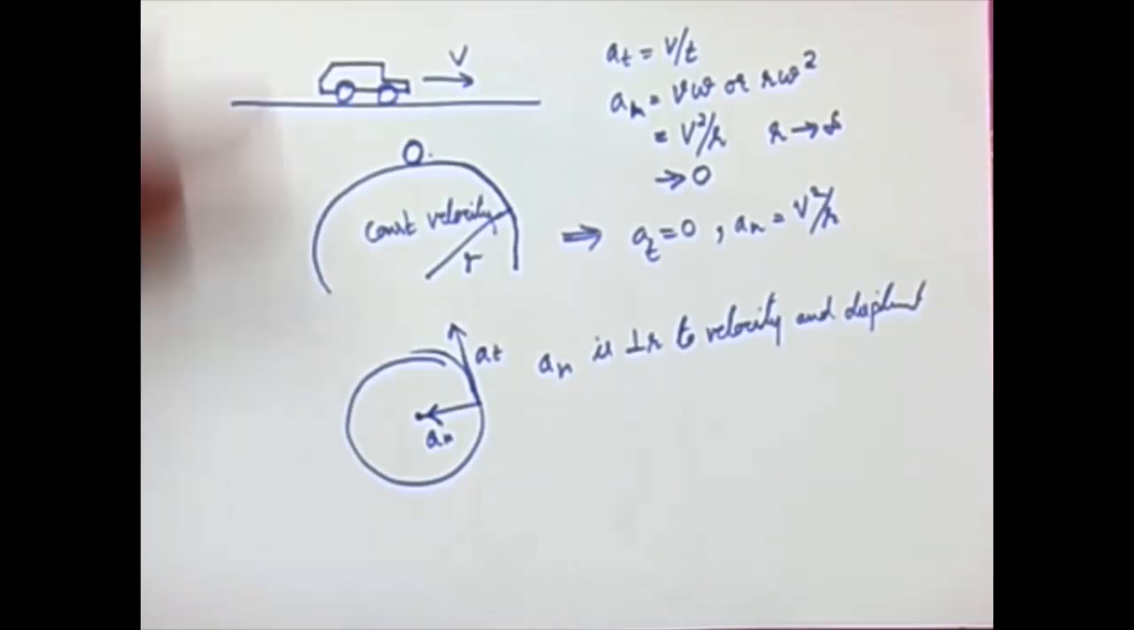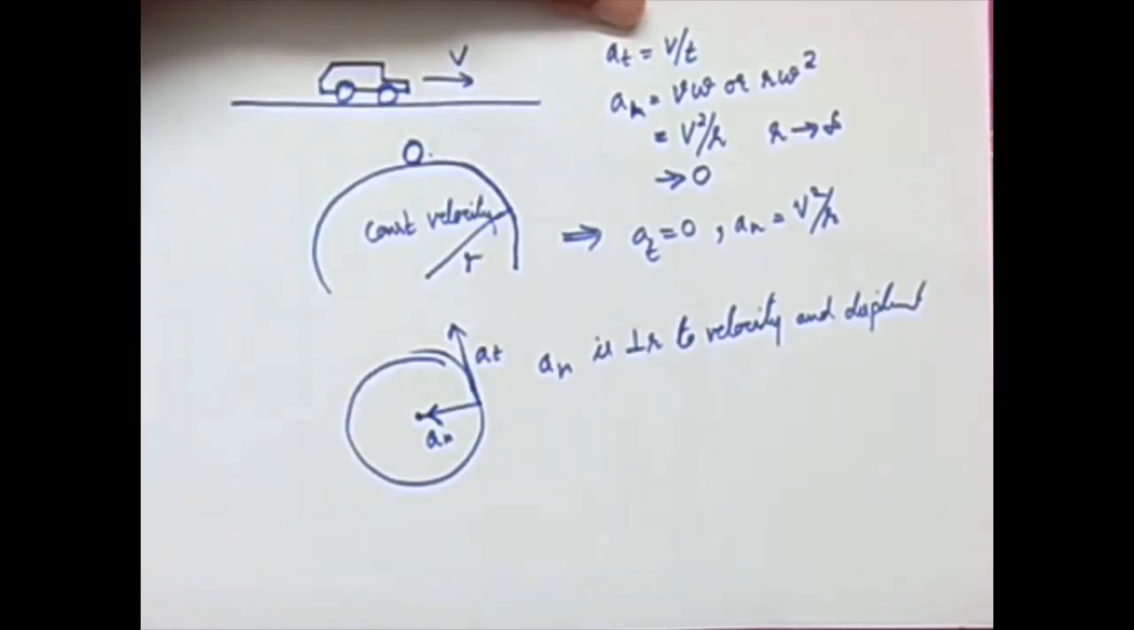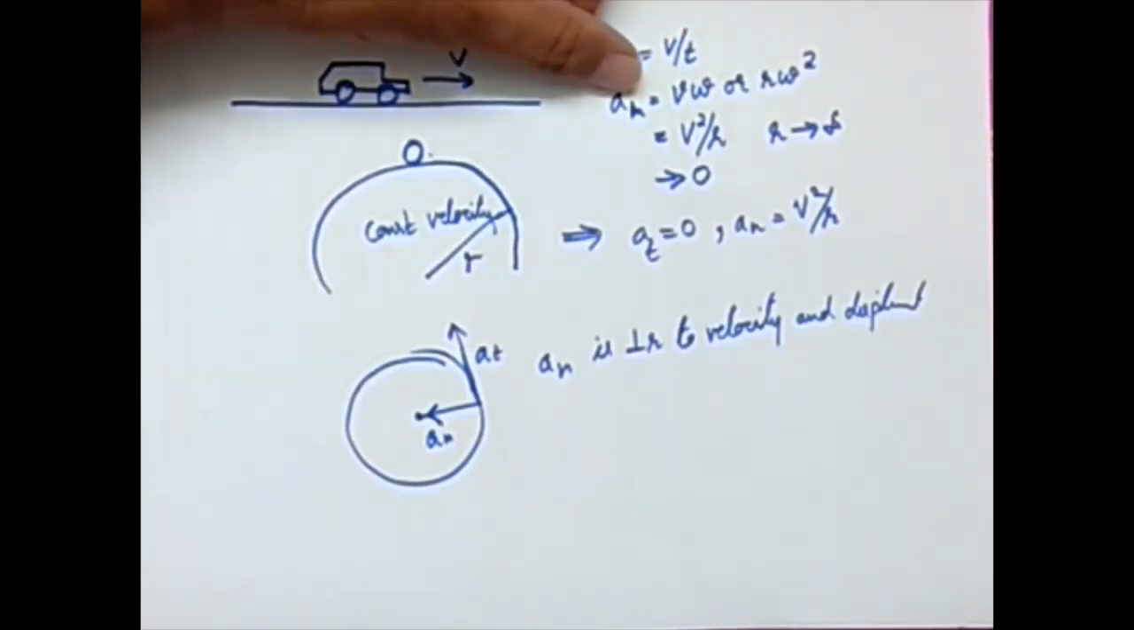So these are the three properties that you need to take care of. The AT value depends upon the change in magnitude of velocity and AN depends upon the change in direction of velocity.